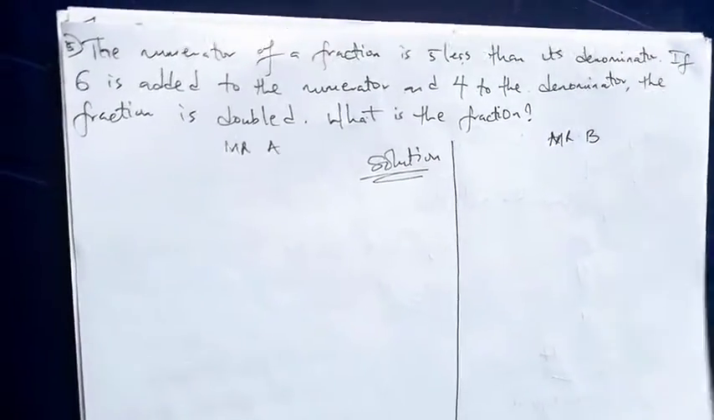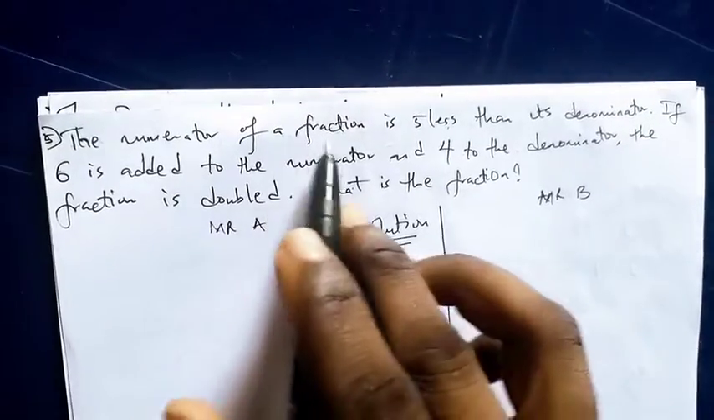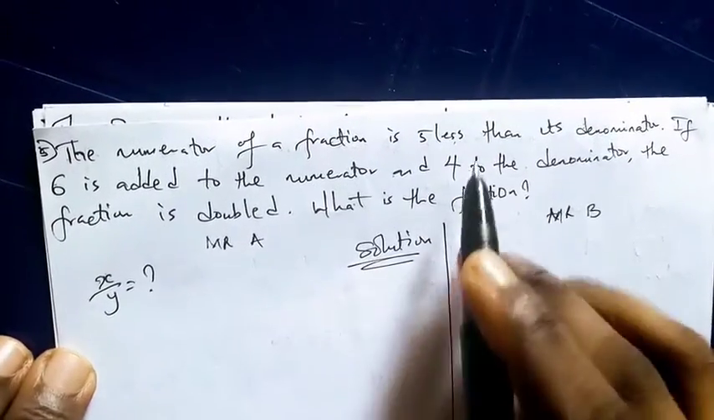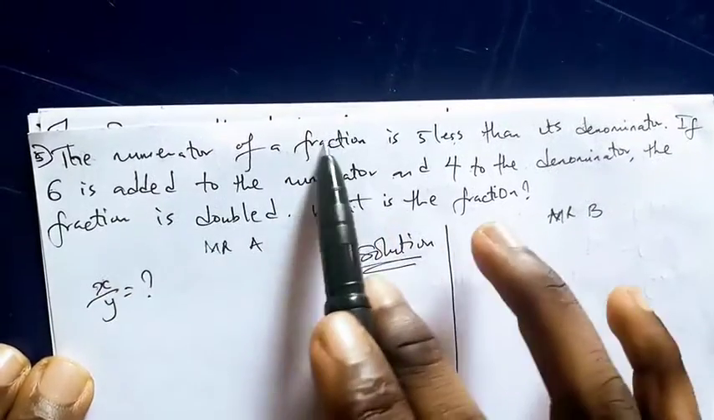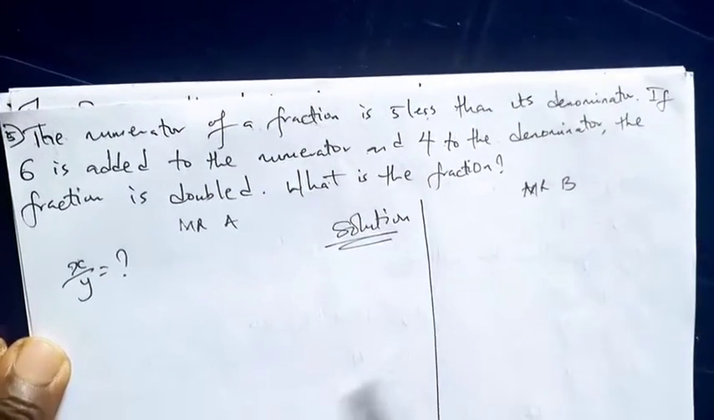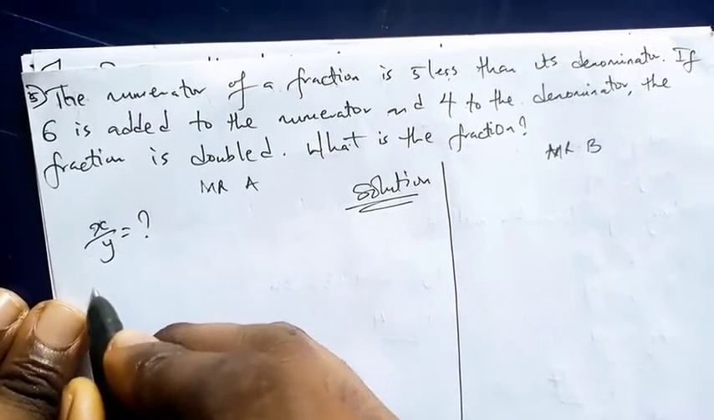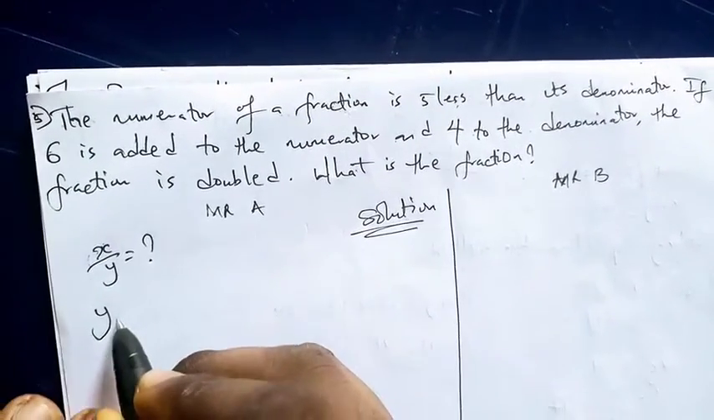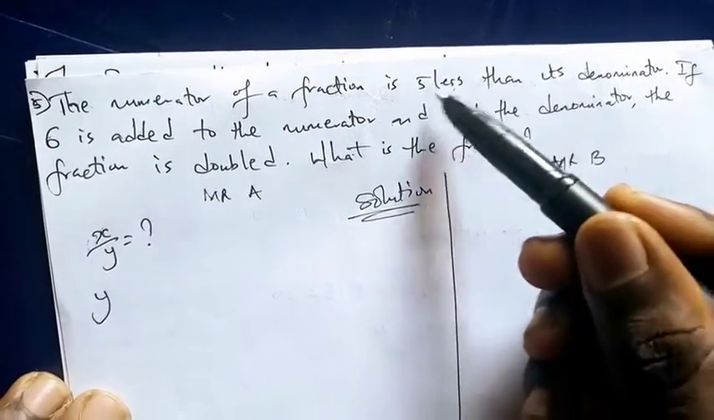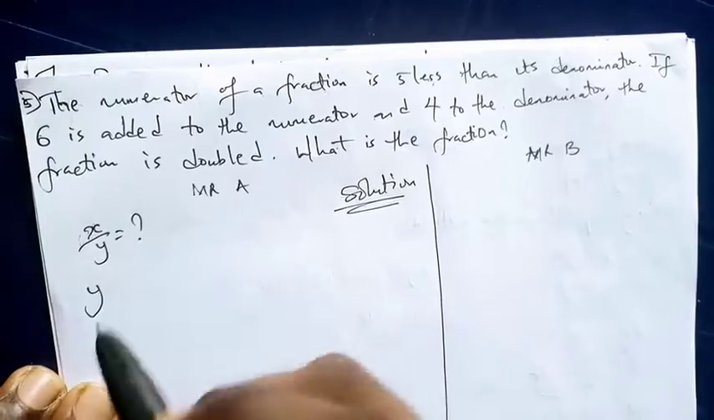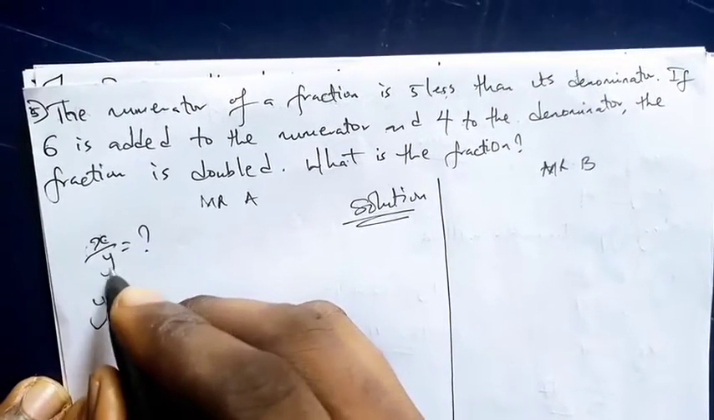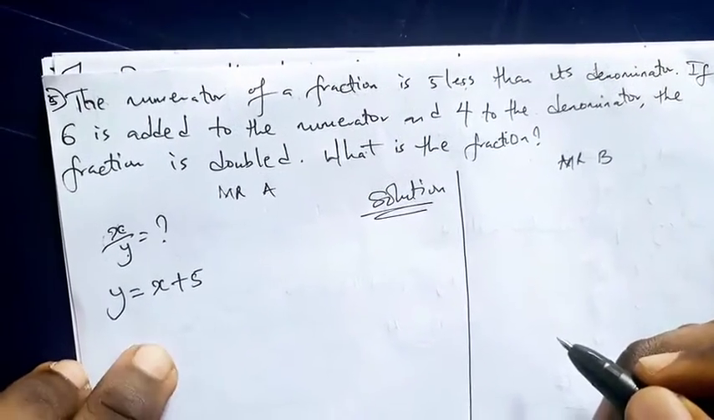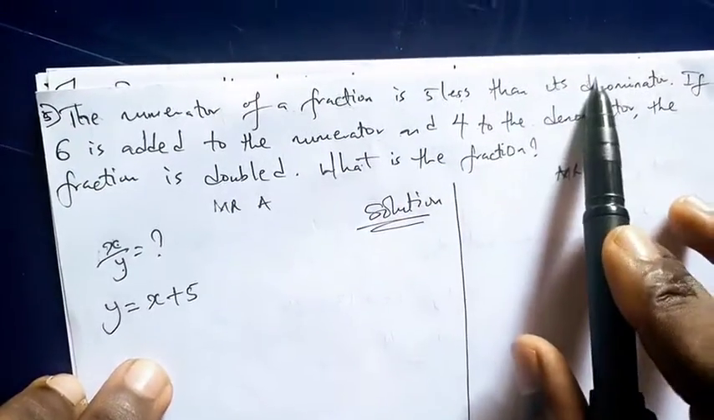Now, Mr. A sees this question and says, okay, first, what is the fraction? The fraction is x over y, and we don't know the fraction. And he thinks to himself that the numerator of the fraction is 5 less than its denominator. So if this is the denominator, as seen in the fraction here, and the numerator is 5 less than its denominator, it means if you add 5 to the numerator, it has to equal the denominator. So this is how Mr. A thinks about this first statement here.